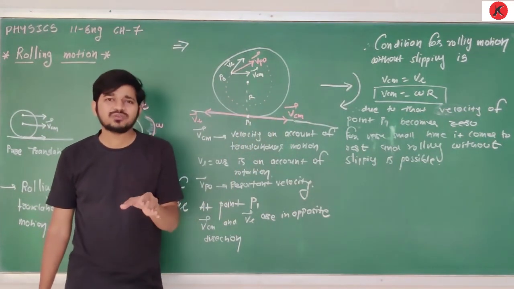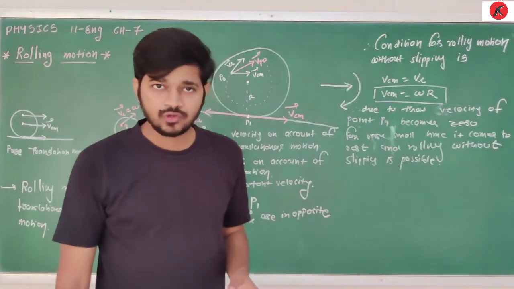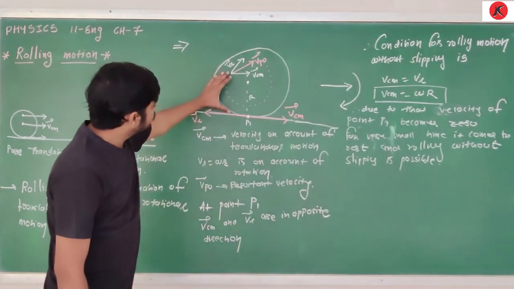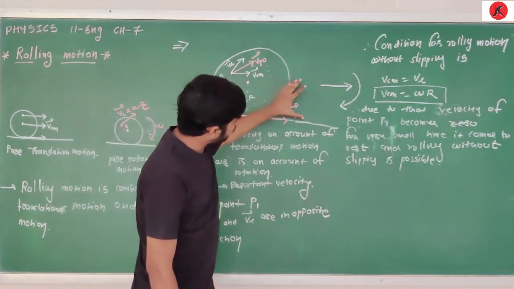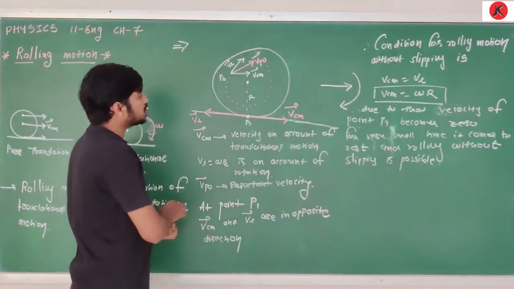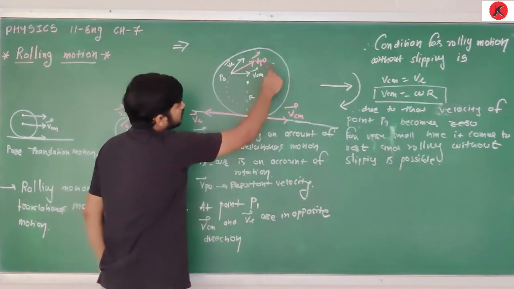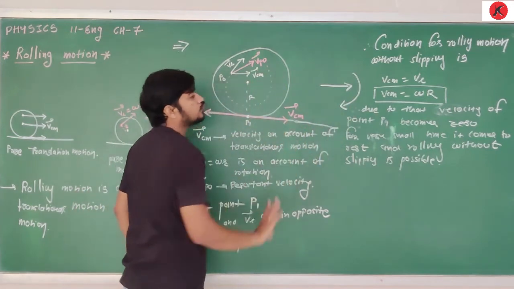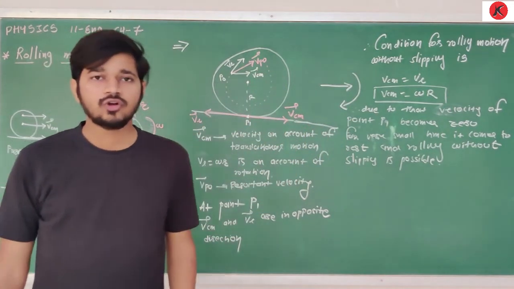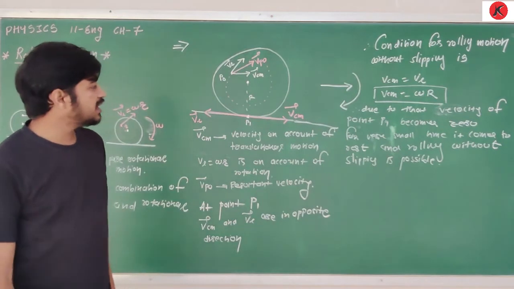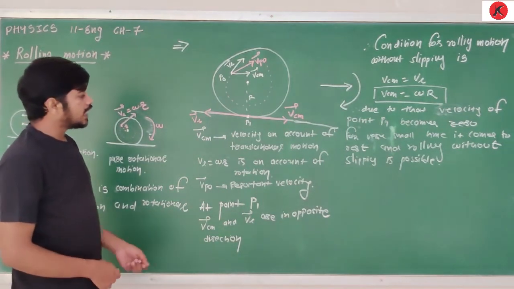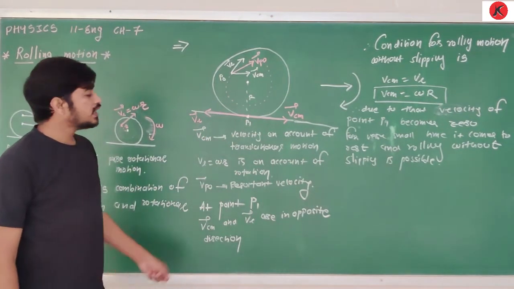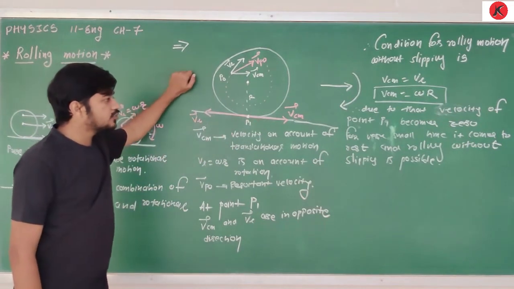See, there is a difference between slipping and rolling. Slipping means this disc is dragged like this. Rolling motion means it is performing rotational motion and it is moving on this level surface. So there is a difference between slipping and rolling. At this point P1 you have to remember that these two velocities are in opposite direction.